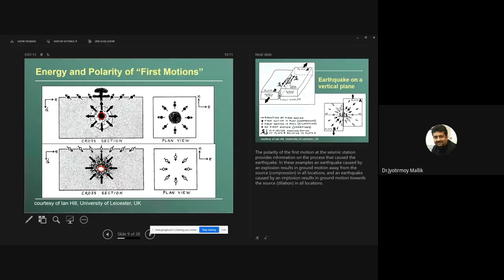Now, say for example, this particular earthquake is created due to compression. Compression means, you know, sorry, am I doing it wrong?